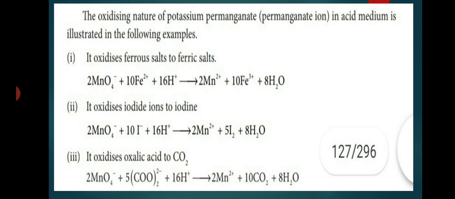So the oxalic acid formula is (COOH)2. That is the formula for oxalic acid, an organic acid. So these are the examples for the oxidizing action in presence of acid. So there are three oxidizing actions: in presence of neutral medium, in presence of base, and in presence of acid.